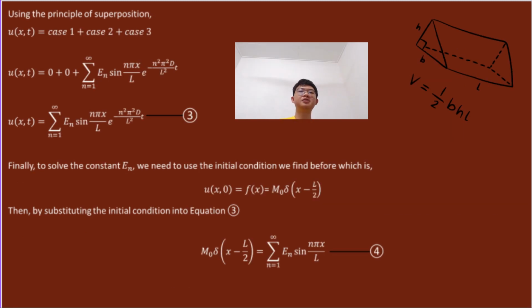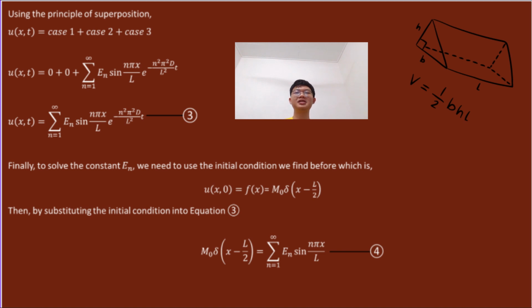Using the principle of superposition, we can know that the function of u with variables x and t is equal to case 1 plus case 2 plus case 3. Then we will get the answer that the function of u with variables x and t is equal to the summation from n equals 1 to infinity of En times sine n pi x over L times exponential to the power of negative n squared pi squared d over L squared times t, which is equation 3.